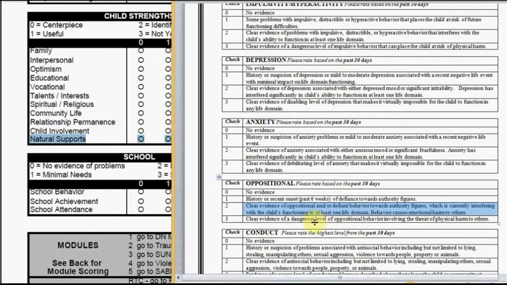In 3, there's clear evidence of a dangerous level of oppositional behavior, and that dangerousness can be represented in the threat of physical harm to others. It doesn't need to be manifested in actual dangerous behaviors, but just the threat of physical harm to others, like, I'm going to beat you up, I'm going to kill you, I'm going to do this or that to you or your family or your friends, etc.